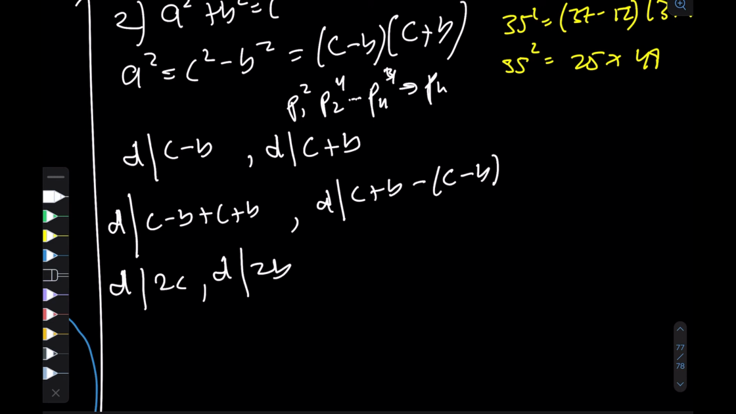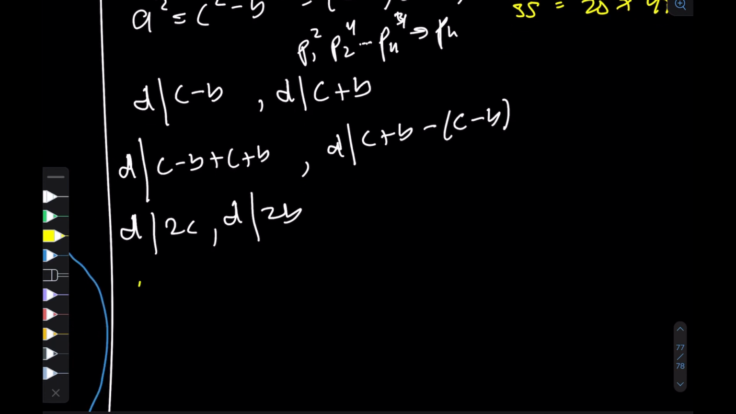2b. Now we started off with the fact that c and b themselves are something primitive. They don't have anything in common. So then the only thing that d can be is either 1 or 2, because they both have 2 in common. So d can be 2 or it can be 1. 1 is basically a case in our favor, because if they have a common factor of 1 and only 1, then that of course means that they don't have anything in common, because of course every number has 1 in common.